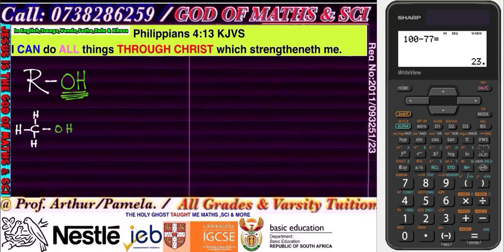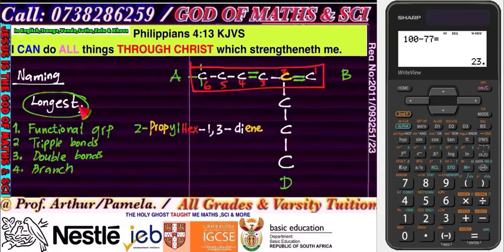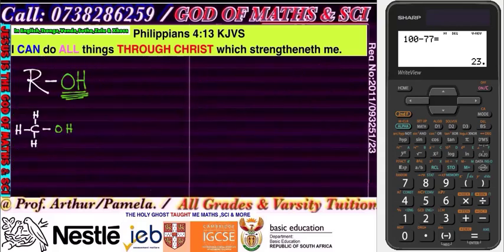There we go. Now, according to our rules, we want to choose the longest chain that includes the functional group. The functional group in our case is the green one, so I already put it in color. Then you number from there so that the OH has the smallest number. So it's basically 1. That's it, we're done. So 1, it's going to be meth.